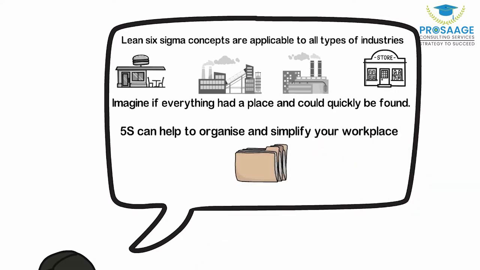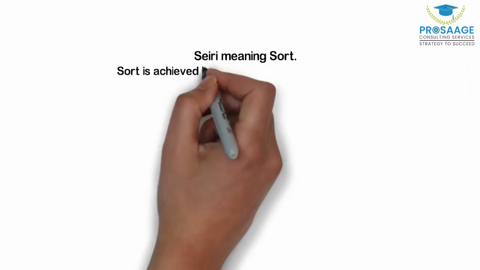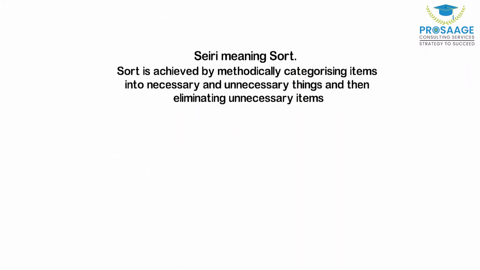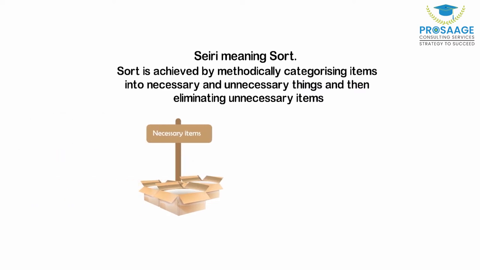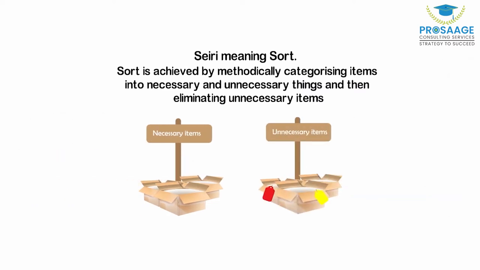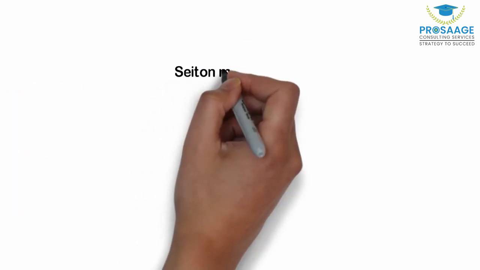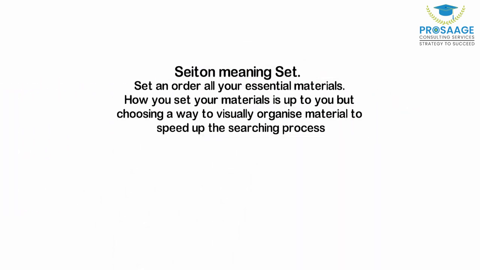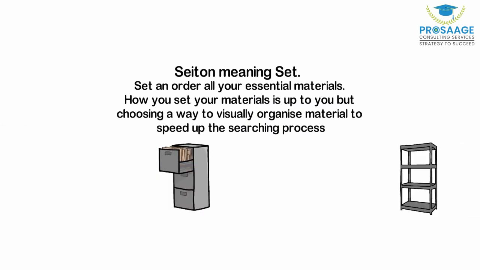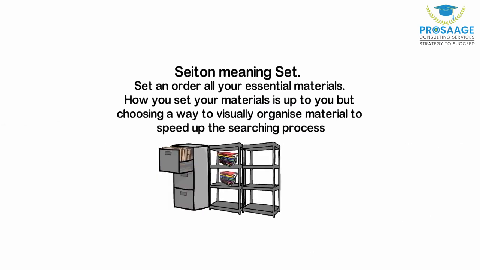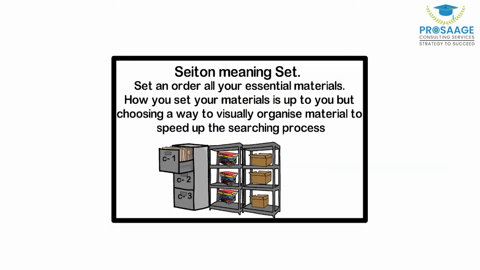Further, she added that each S is derived from a Japanese term. Seiri meaning sort. Sort is achieved by methodically categorizing items into necessary and unnecessary things, and then eliminating unnecessary items. Seiton meaning set. Set in order all your essential materials. How you set your materials is up to you, but choose a way to visually organize material to speed up the searching process.